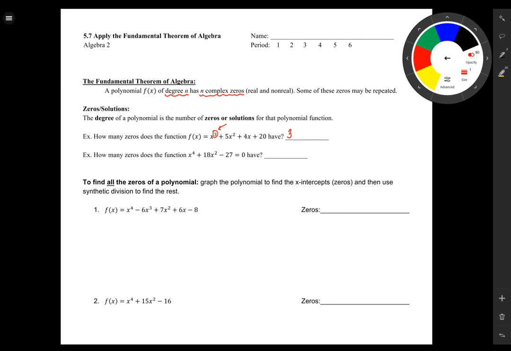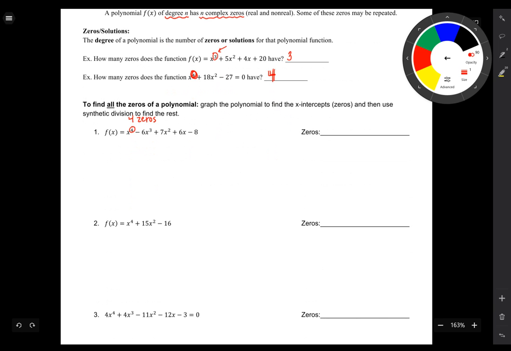To find all the zeros of a polynomial, graph the polynomial to find the x-intercepts, which are known as the zeros, and then use synthetic division to find the rest. Well, since you guys don't have access to my graphing calculators, I'm just going to tell you what a couple of the zeros are, just to make it a little easier, and then we'll find the rest by synthetic division. So for this particular problem, there's going to be a total of 4 zeros.